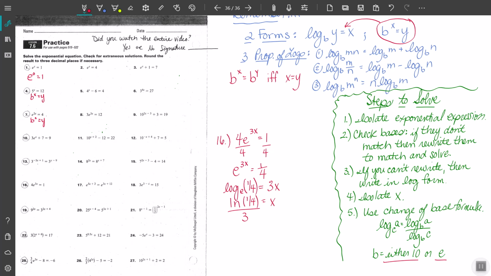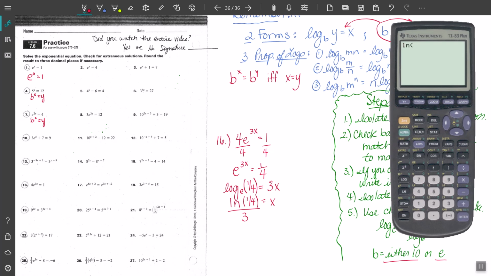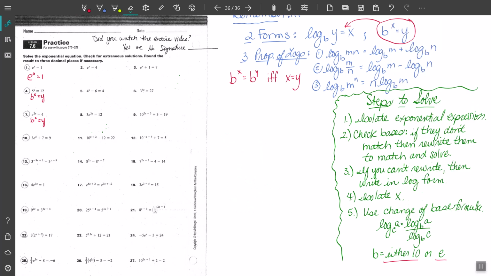out the calculator. All right, so natural log, 1 divided by 4 in parentheses, and then we're going to divide that by 3. And we'll get this answer here, negative 0.462. All right, 2 more to go. I know this is a lot, so hang in there.